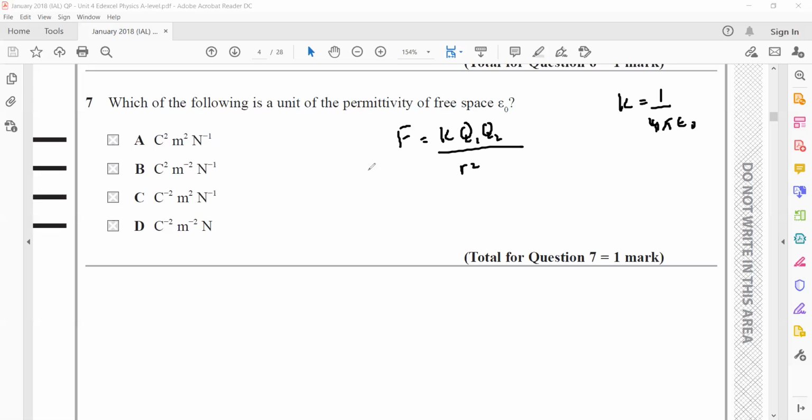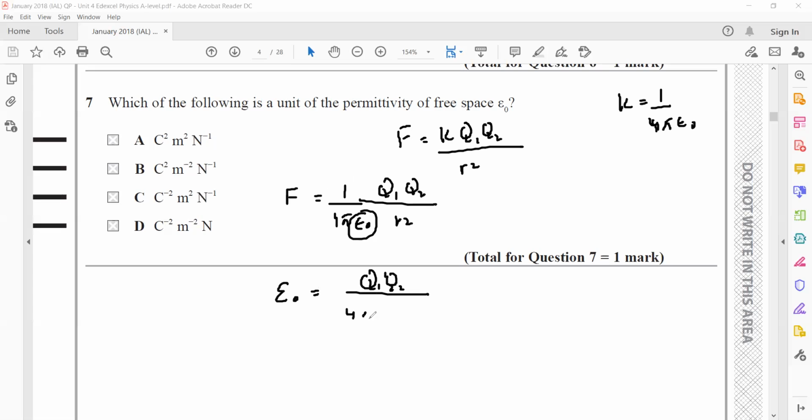So in place of K, I can write 1 upon 4 pi epsilon, Q1 Q2 over R square. But I need the unit of epsilon. So epsilon will be equal to Q1 Q2 divided by 4 pi F into R square. Now what is the unit of Q? Q is a charge. So Q1 is a charge, Q2 is a charge, so charge multiplied by charge will be Coulomb square. 4 and pi are constants, so they do not have any unit. Force is Newton, the SI unit.